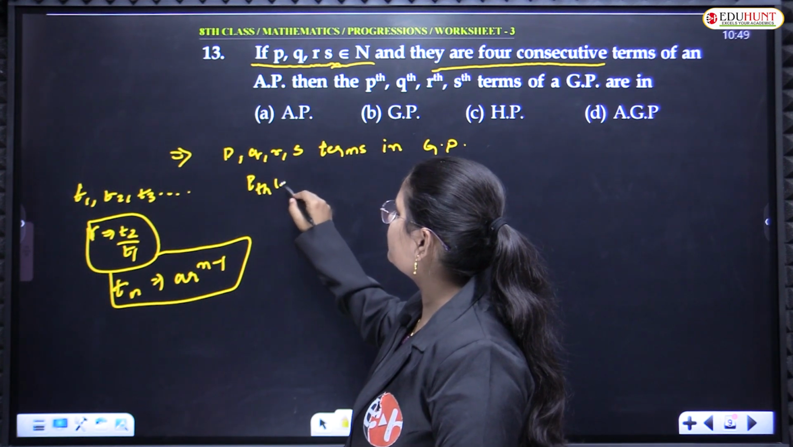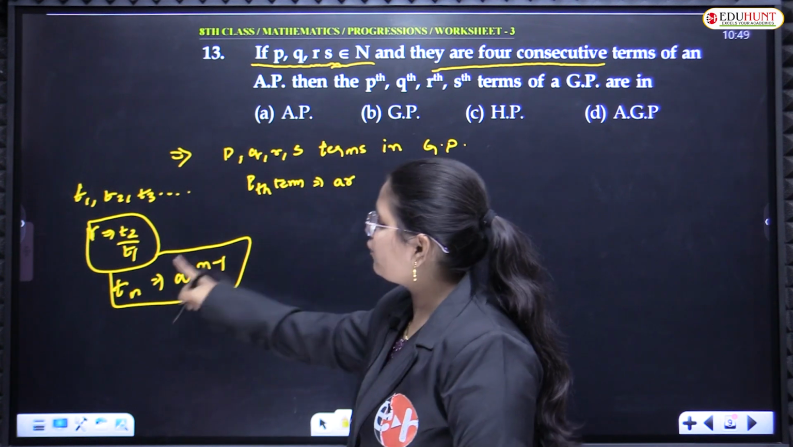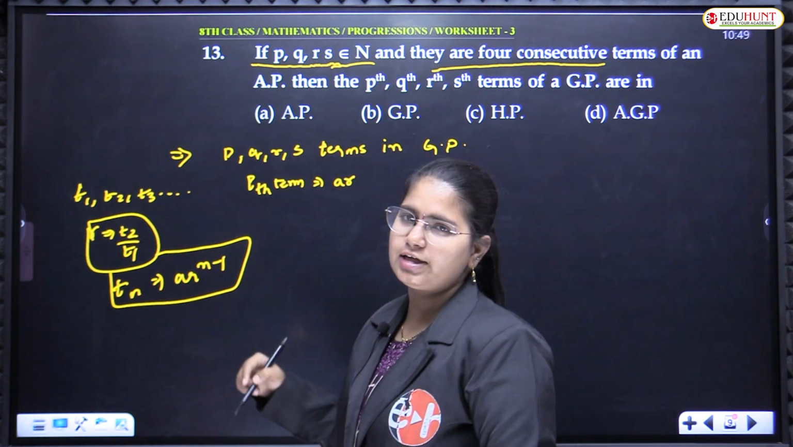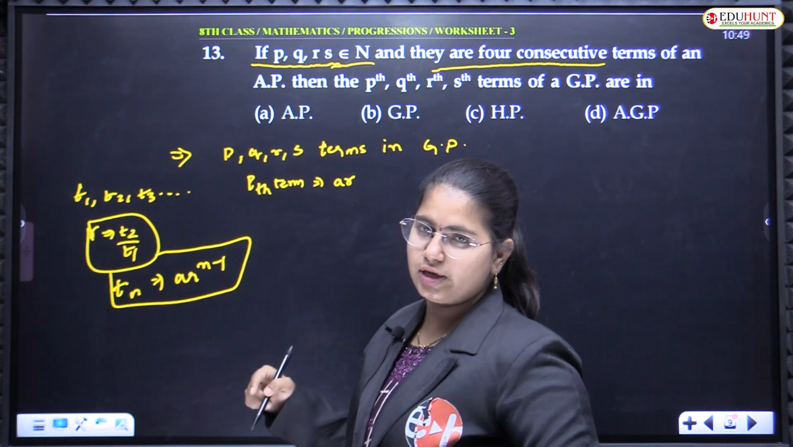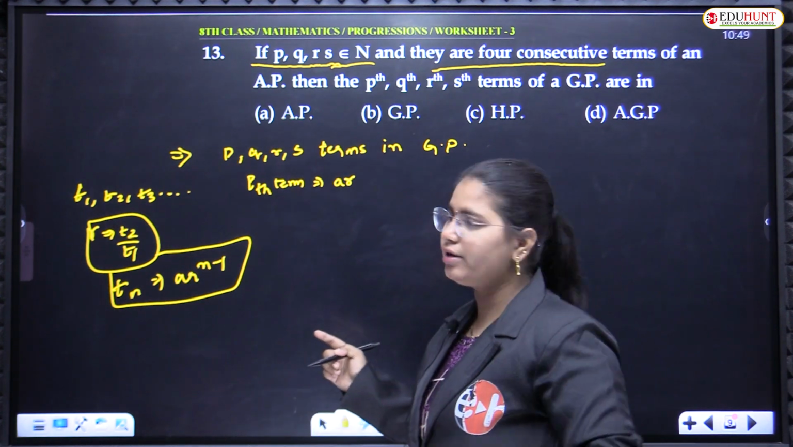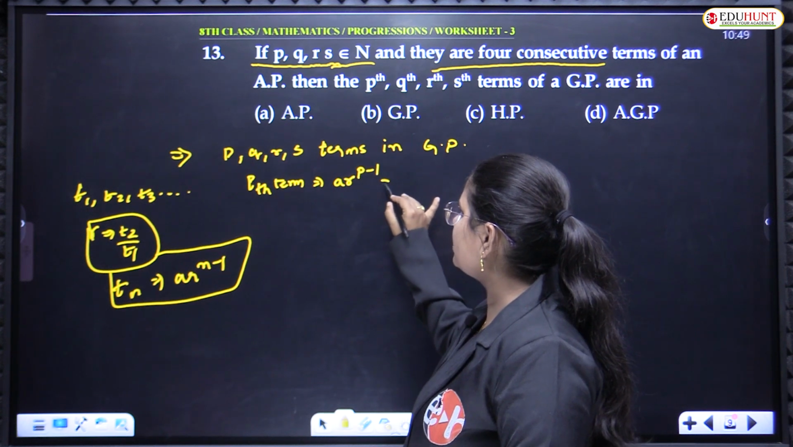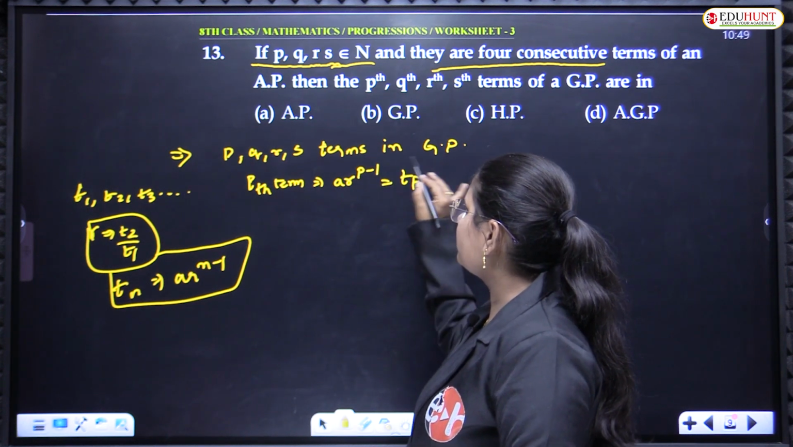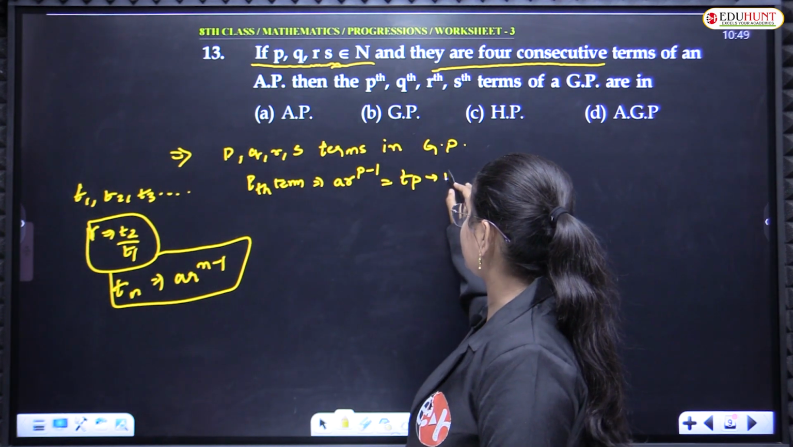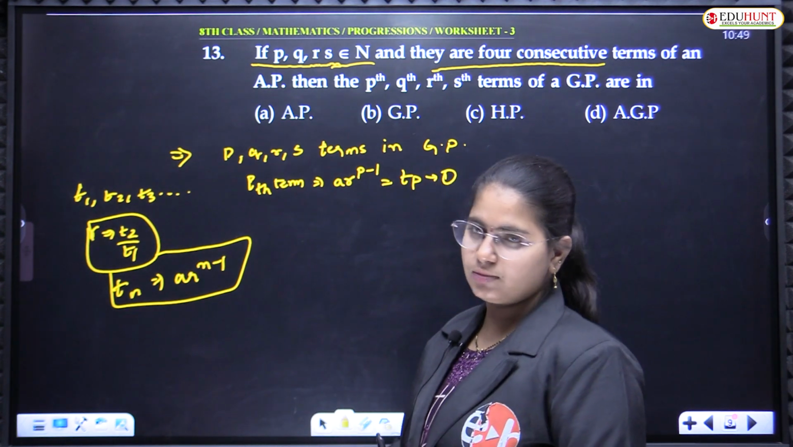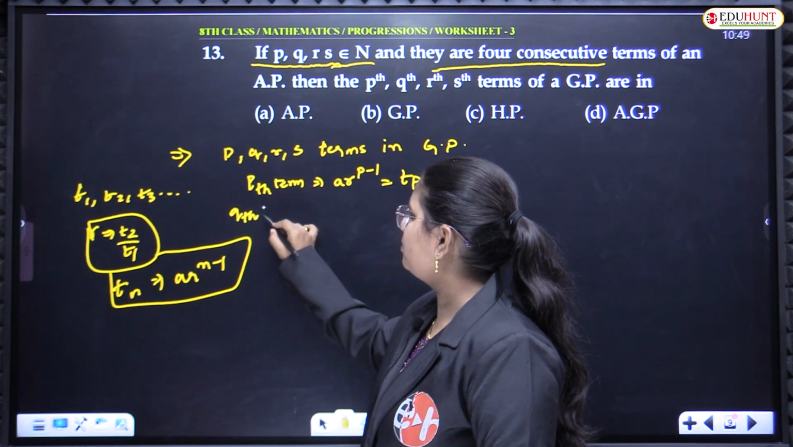How will you express the Pth term? The nth term we write as Tn, which is A R to the power of n minus 1. In the place of n, we have P, right? So the Pth term is A R to the power of P minus 1, which is Tp. Am I clear? So this is the first equation. Keep aside. Got it?